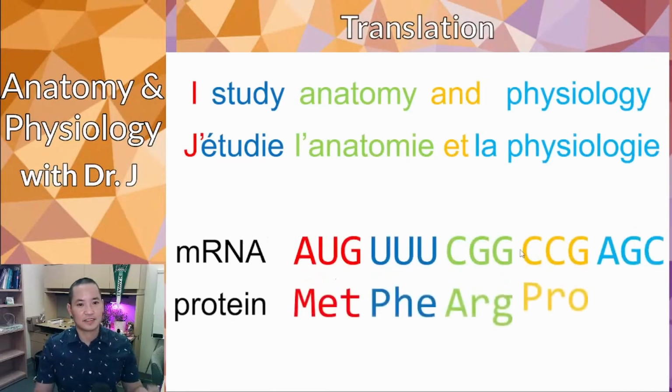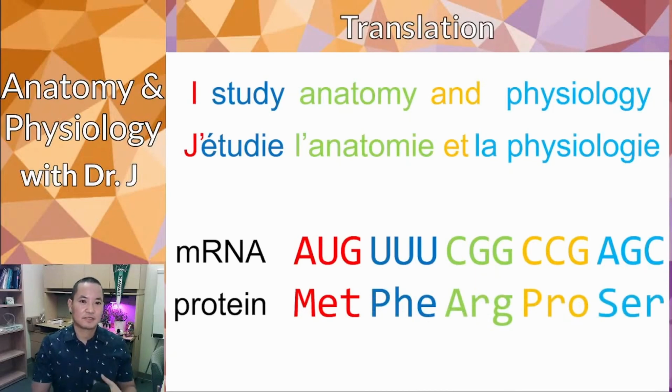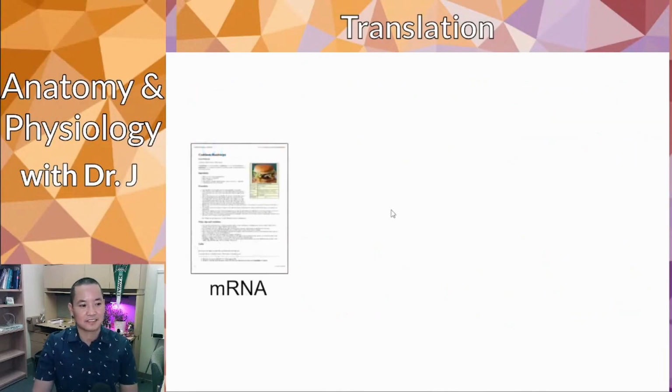You still have that same sequence, but now you're translating to a different language. So this is another way I remember it between transcription and translation. With transcription, you're going from DNA, from nucleic acid to nucleic acid. But when you're going from mRNA to protein, you're going from nucleic acids to amino acids. So again, DNA to RNA, nucleic acid to nucleic acid. mRNA to protein, you're going from nucleic acids to amino acids, so a different language altogether. At least that's how I like to think of it.